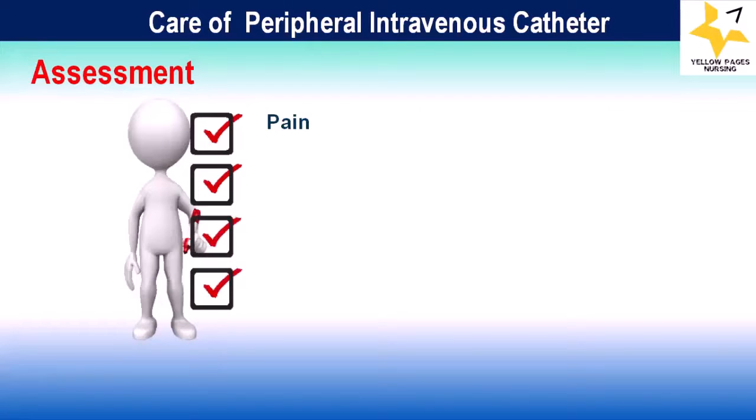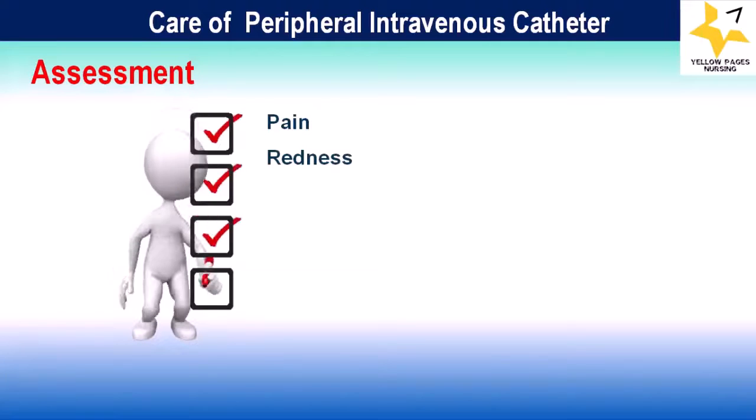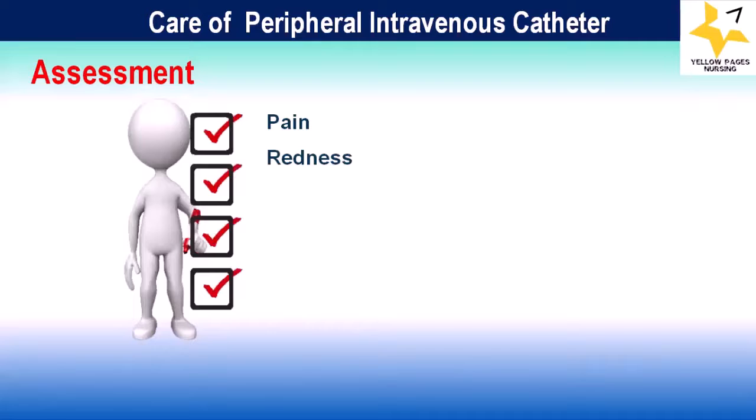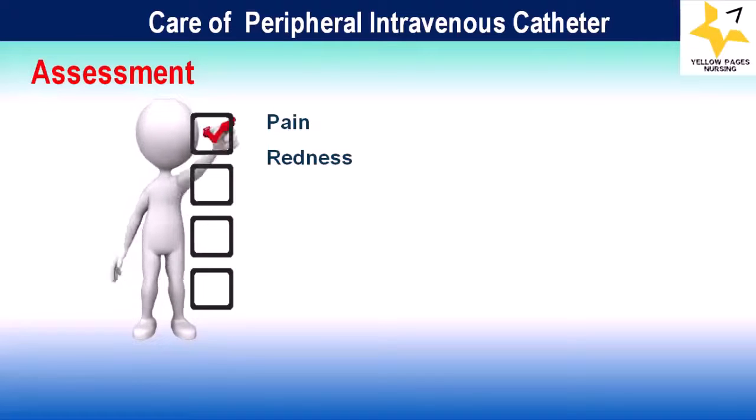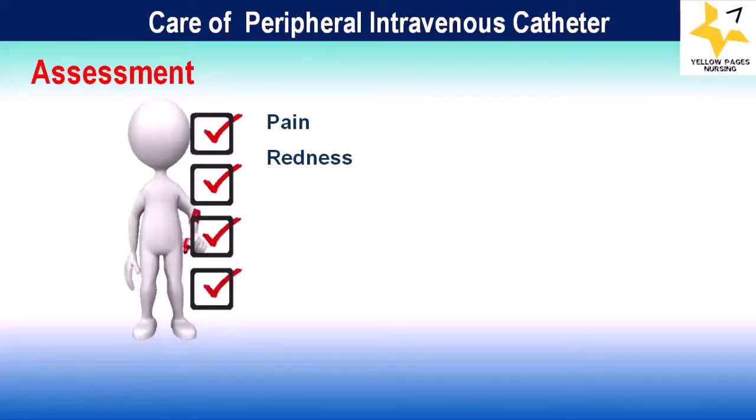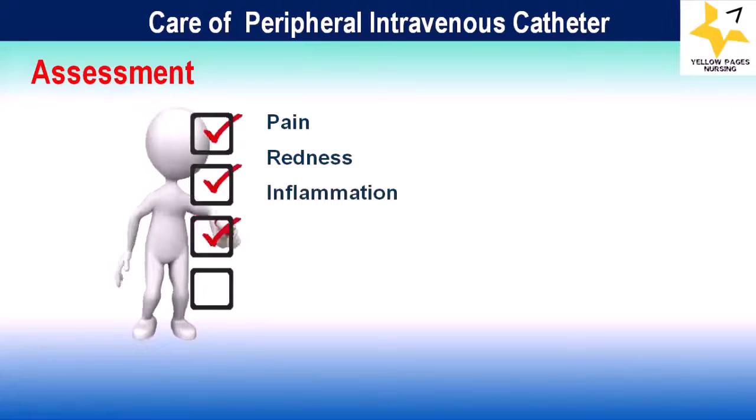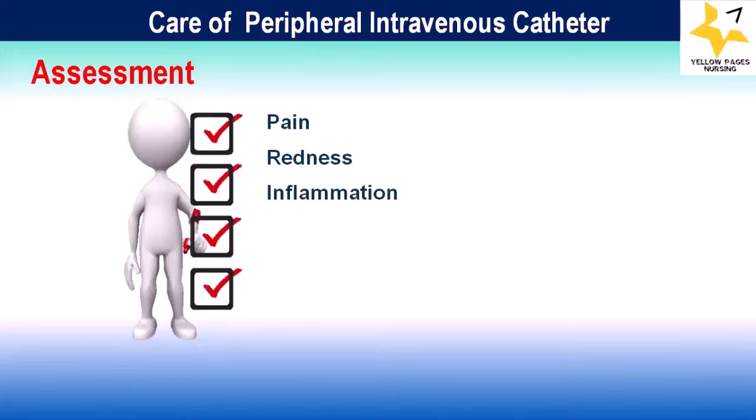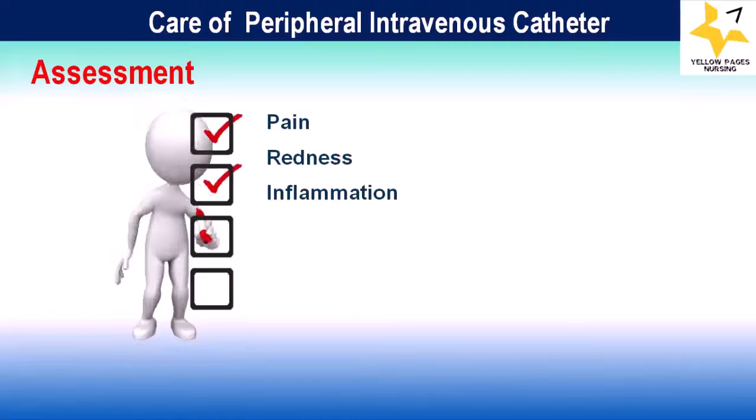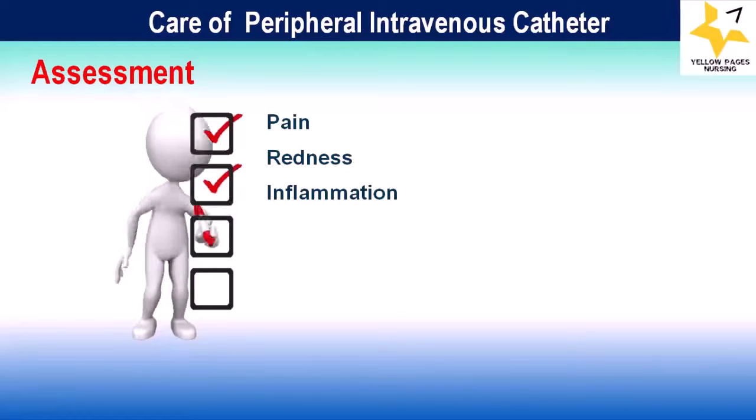Next comes redness. Carefully observe the area of redness to determine if it is localized or spreading. Monitor for any other signs of complications such as swelling, pain, or fever. Next is inflammation. Inflammation around an intravenous cannula site or the vein should be assessed. IV cannula inflammation is characterized by redness, swelling, warmth, tenderness, and discomfort at or near the insertion site.